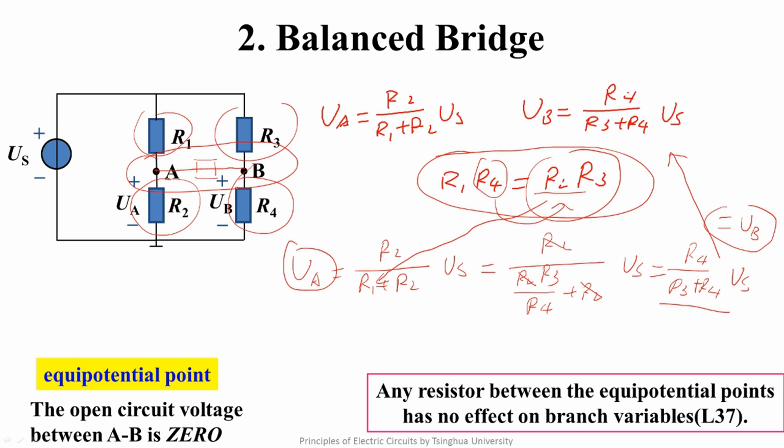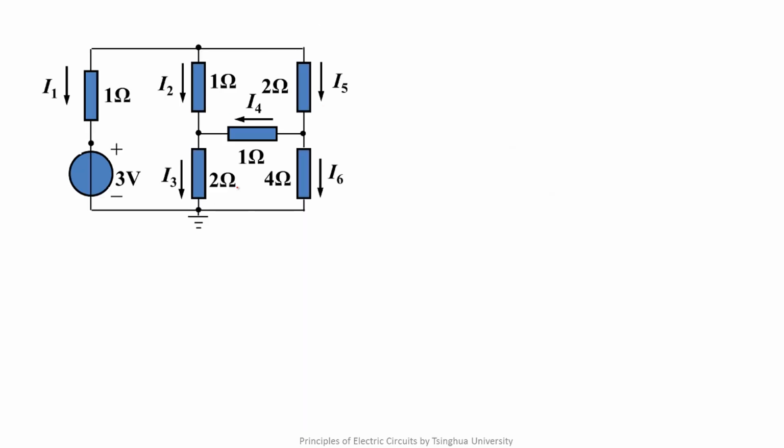How can this conclusion help us simplify the analysis of the balanced bridge? Look at this circuit. It is a bridge in the first place. Secondly, because 1 times 4 equals 2 times 2, it is a balanced bridge. So for this resistor, we can change it into an open circuit or a short circuit. It has no effect for I2, I5, I6, I3, and I1.